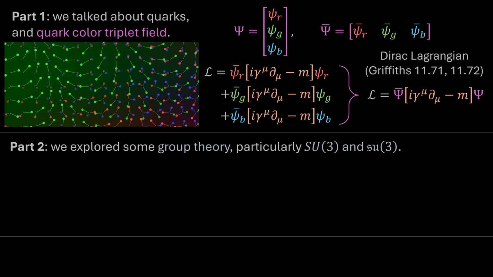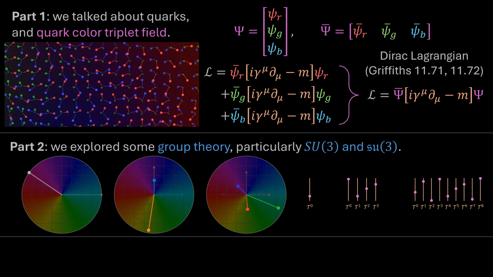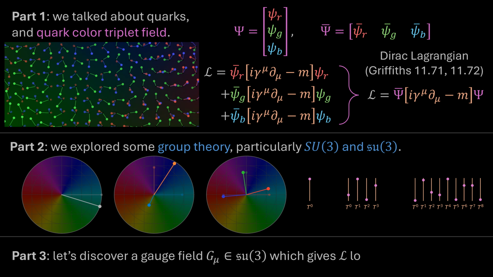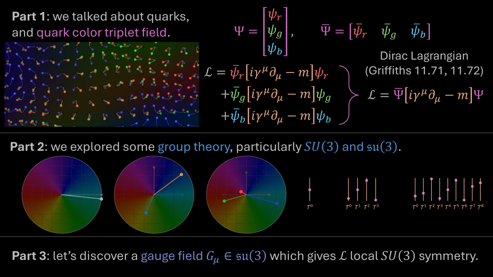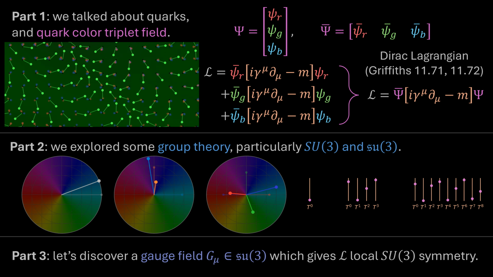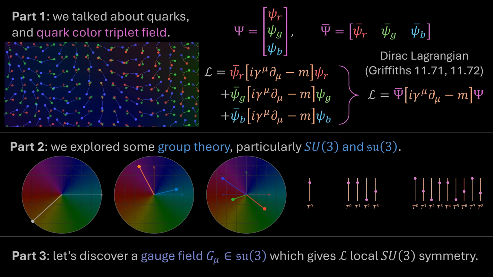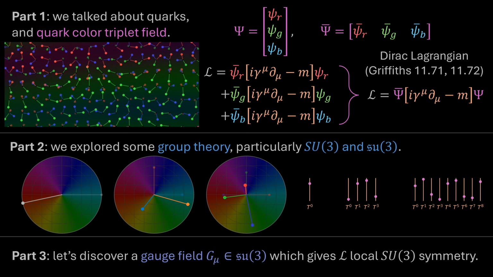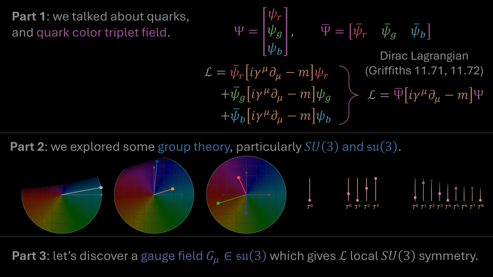And then in part 2, we learned some group theory that gave us the vocabulary and some of the conceptual tools that we'll need to derive our gauge field. And so now, in part 3, our objective is to derive a gauge field which is going to equip our Lagrangian for our color triplet field with local SU3 symmetry. So as we hop from one gauge to another, and psi gets all messed up by our local SU3 transformation, we're going to bring in a gauge field that's going to clean up that mess by transforming in a way which allows our Lagrangian to stay the same under every possible local SU3 transformation.